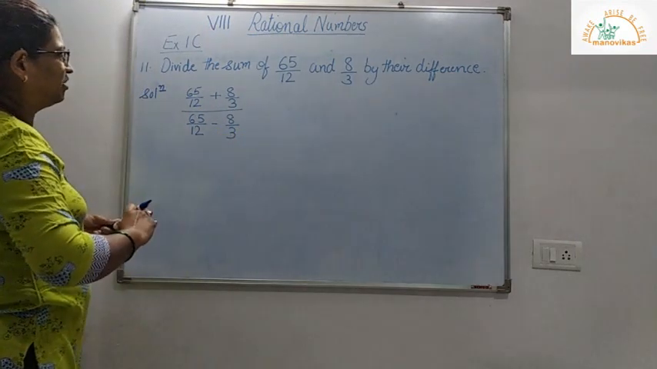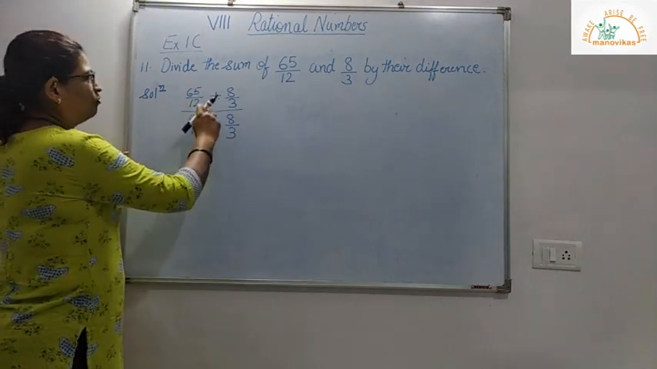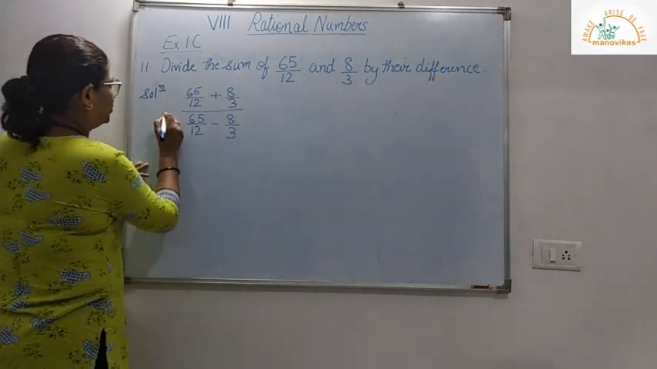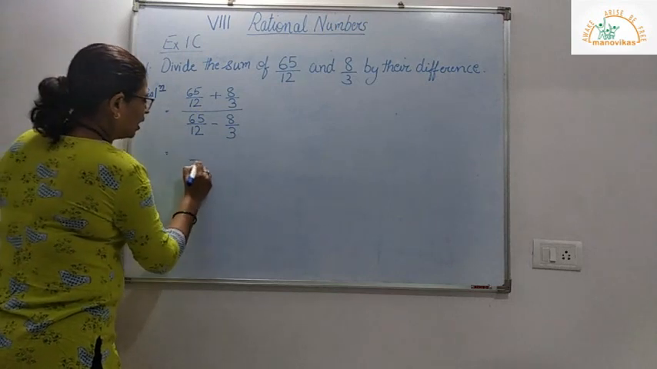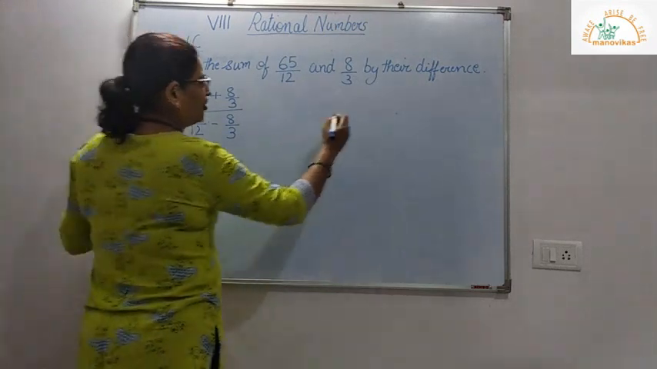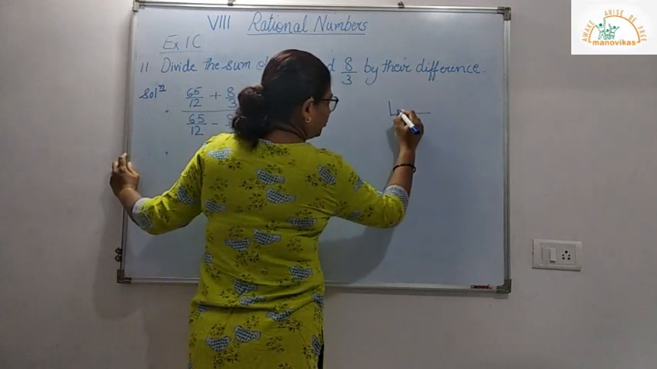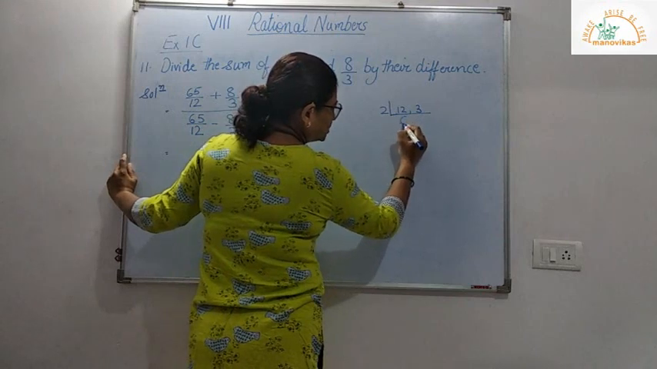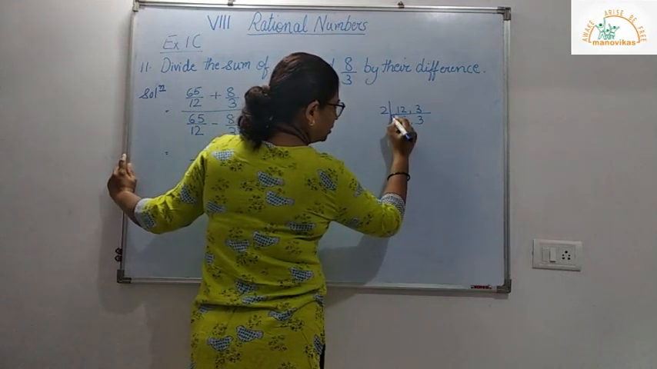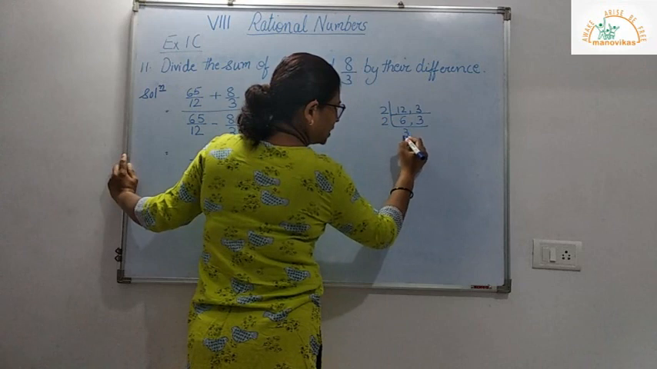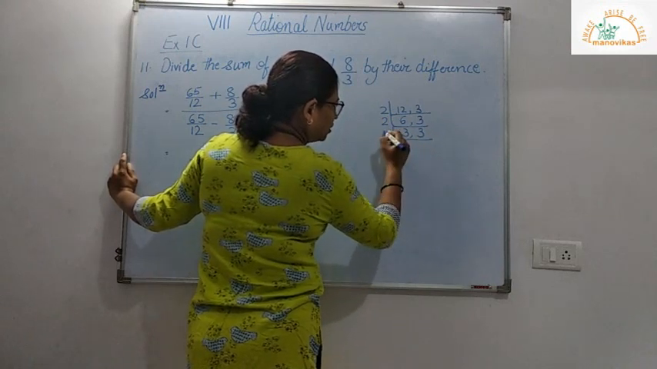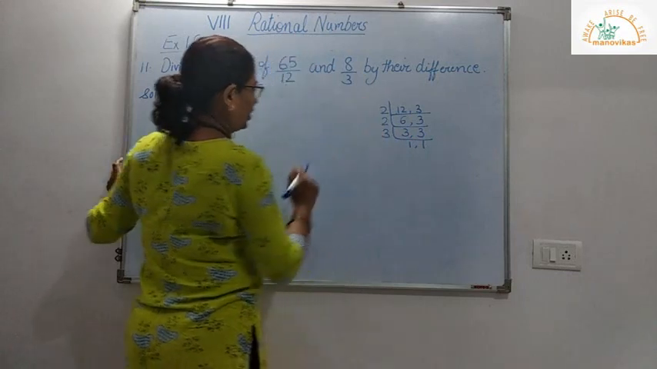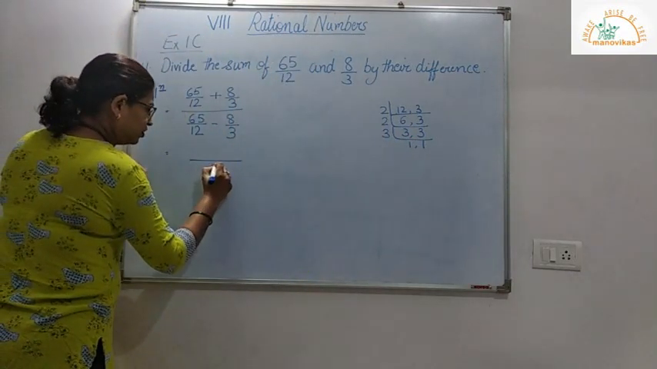So now here I have to find the LCM of the denominators first. So what I do is, now I find the LCM of 12 and 3. So my LCM of 12 and 3: 2 6s are 12, 3 again 2 3s are 3, 3 1s are 3. So 3 2s are 6, 6 2s are 12. So my LCM is 12 over here.